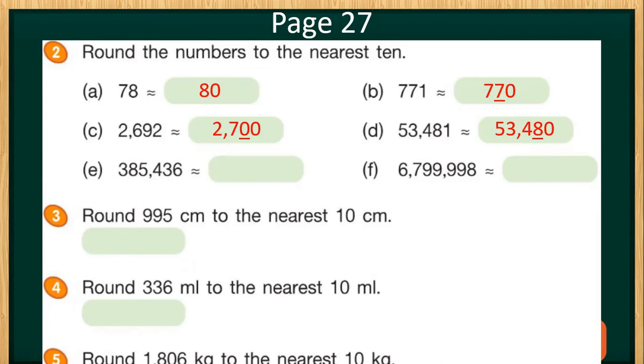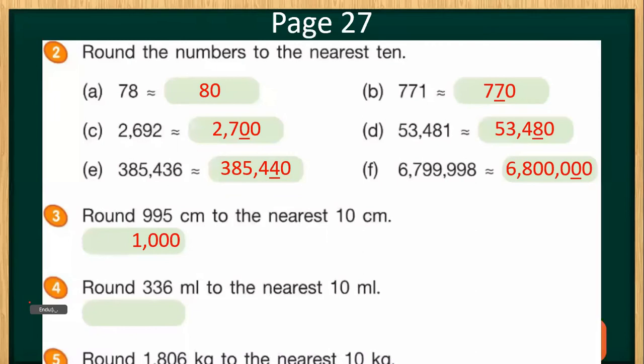Next, letter E, 385,436. Round off to the nearest 10. The answer is 385,440. Letter F, 6,799,998. The correct answer here is 6,800,000. Number 3, round 995 centimeters to the nearest 10 centimeters. What is the correct answer? 1,000.